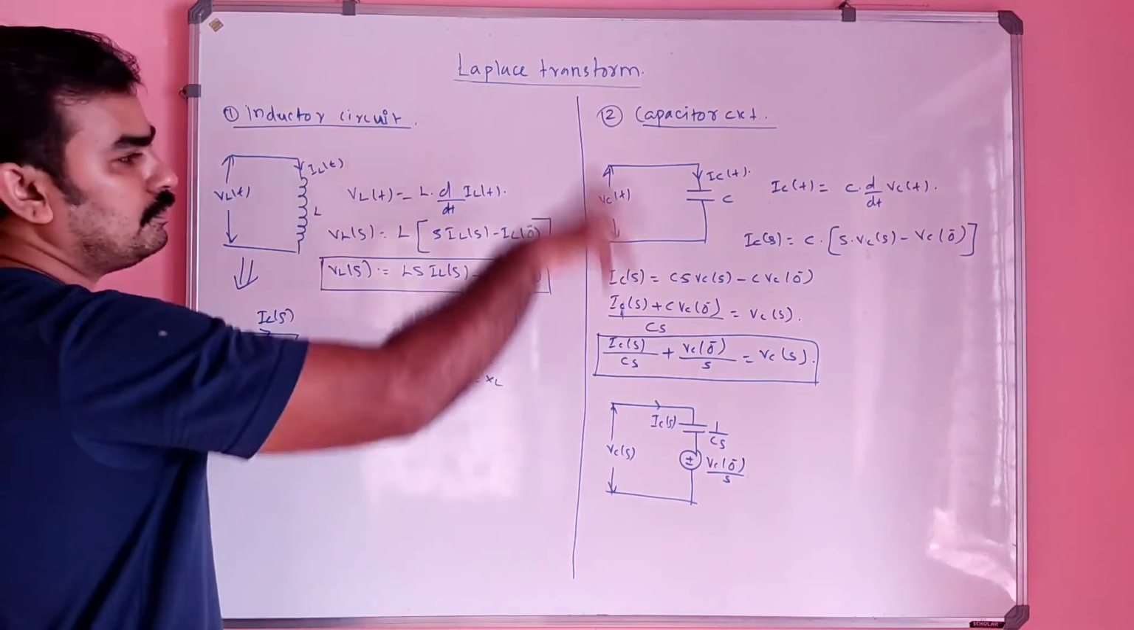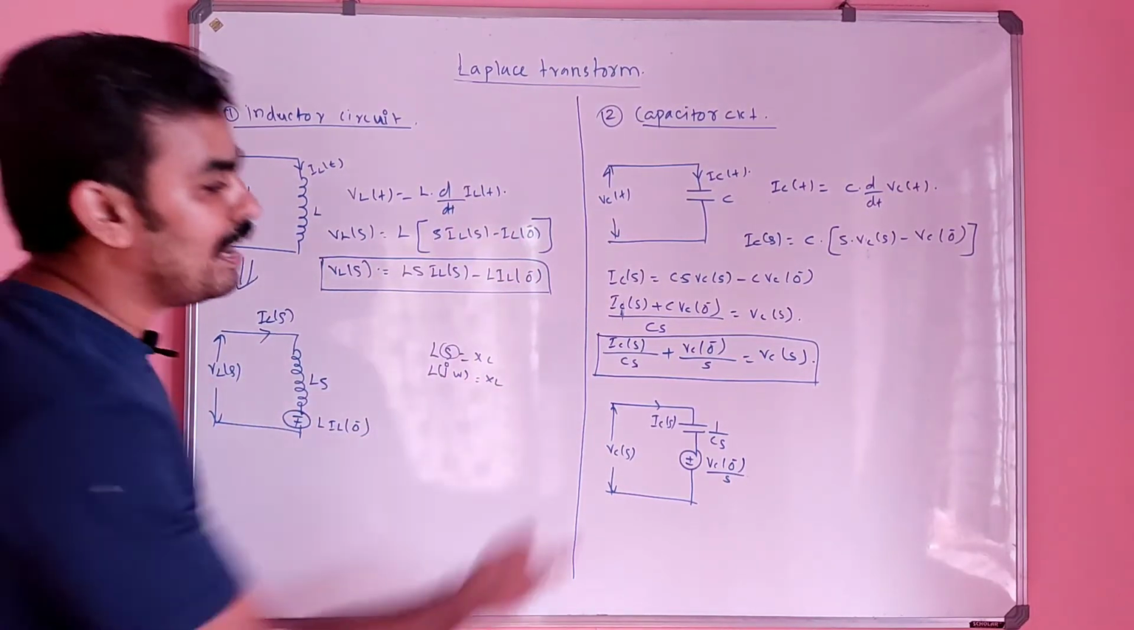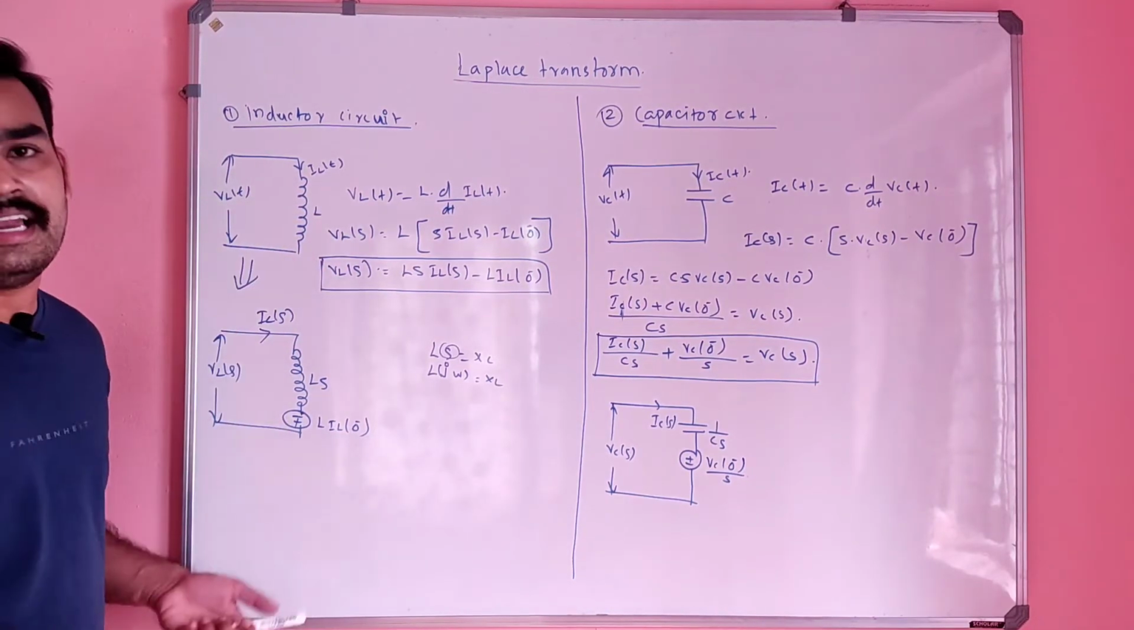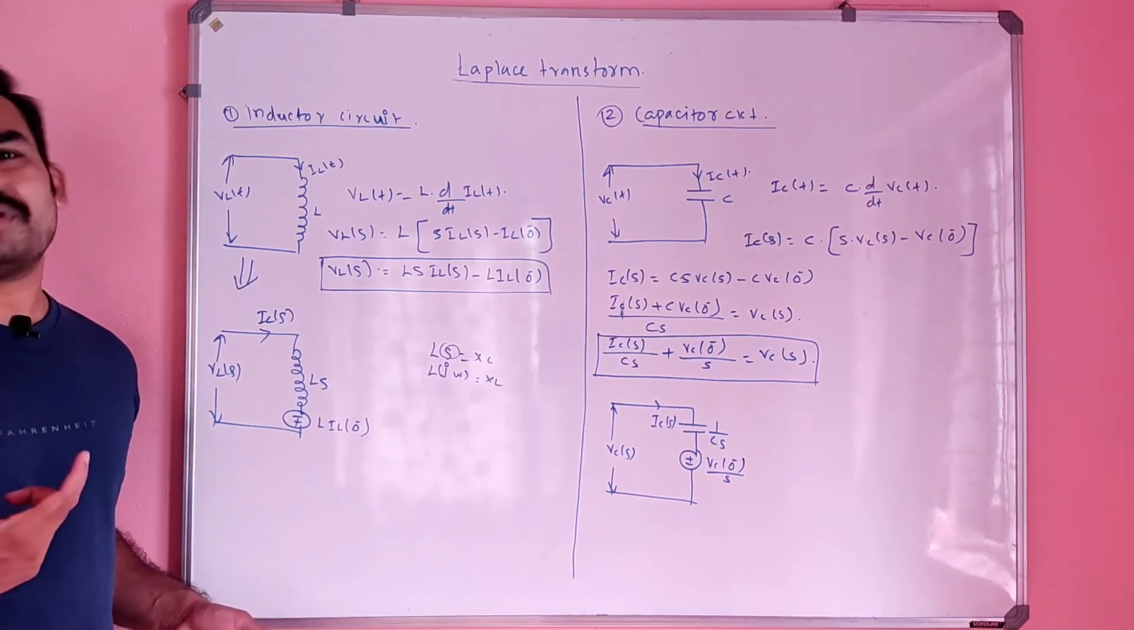And this is for understanding how it is obtained. If I directly wrote 1 by Cs, or I mean Ls, then you would be confused, right? Okay, how can we obtain it?